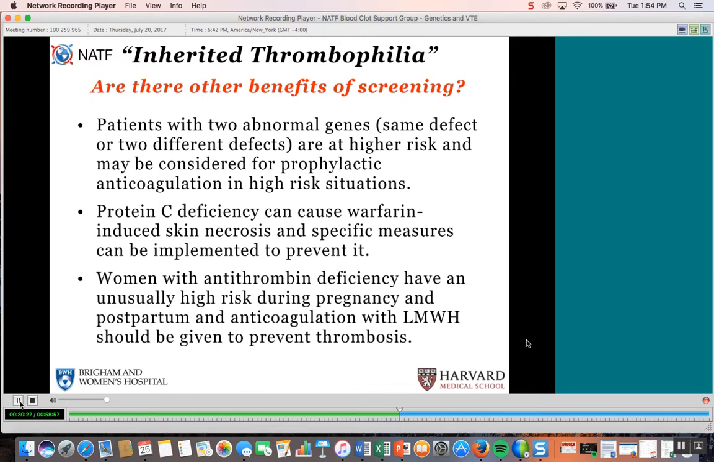Now, it's also very important to know that women who have antithrombin deficiency have a particularly high risk of clotting during pregnancy and immediately after pregnancy. So they should be treated with anticoagulation with LMWH, which stands for low molecular weight heparin, the heparin shots on the belly that people with DVT take, to prevent or to reduce the risk of thrombosis.